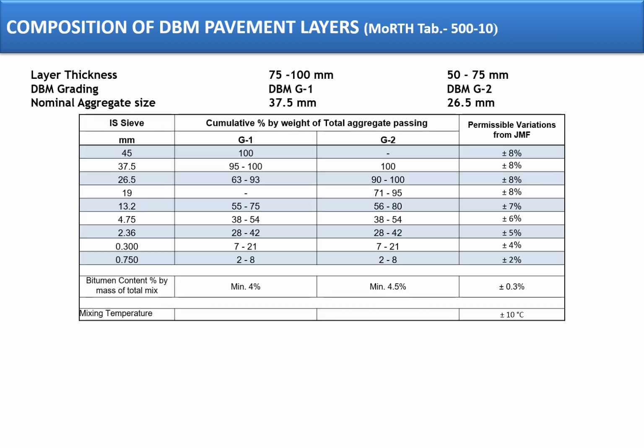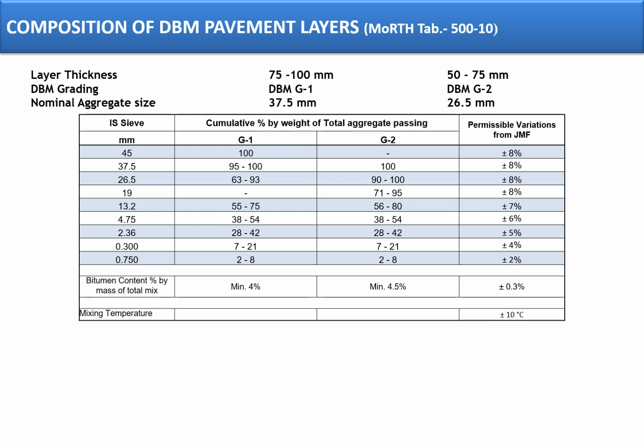So this is the grading curve generally given in MORTH revision 5 for grading 1 and grading 2. For grading 1, you require a minimum binder content, or minimum bitumen content by mass of the total mix, of 4%, whereas for grading 2 it is 4.5%. Why? Because grading 2 is finer as compared to grading 1, and as the finer part increases, the surface area increases, and thus the bitumen content or binder content of the mix increases.